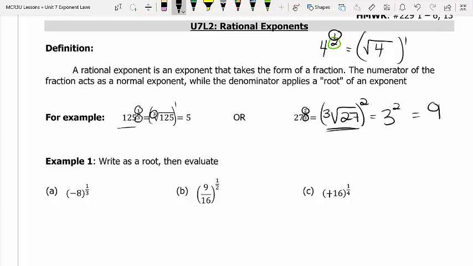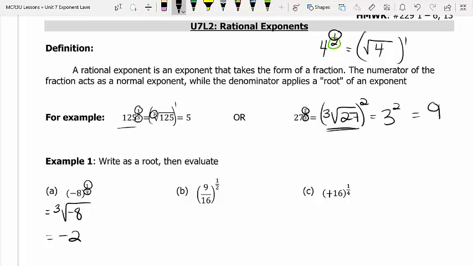Let's try example 1, part A. Negative 8 to the power of a third. The denominator is the root, so we have the third root of negative 8, and then the numerator is the exponent that everything is raised to, but it's just a 1, so we can basically ignore it. It does nothing, because anything to the power of 1 is just itself. The third root of negative 8 is negative 2.